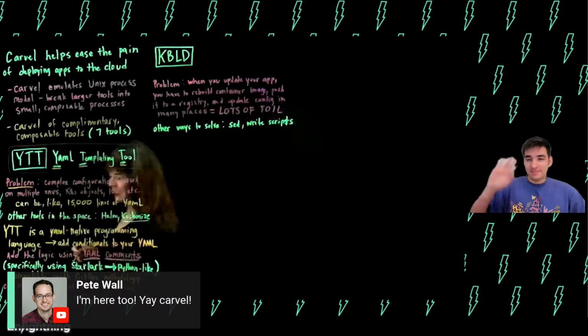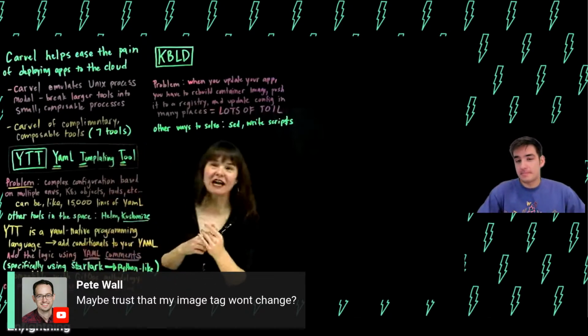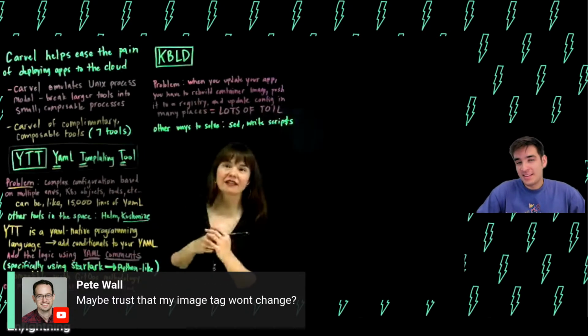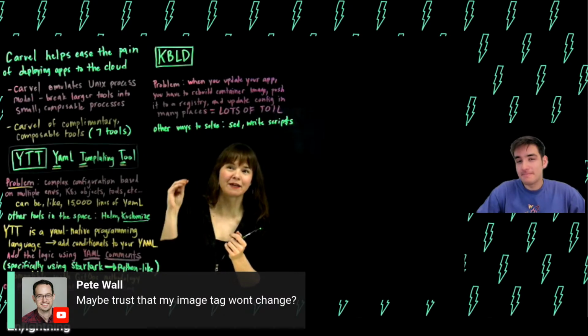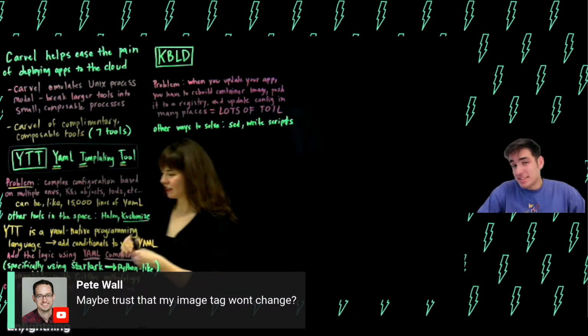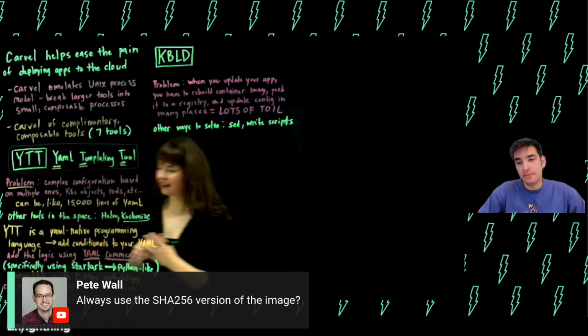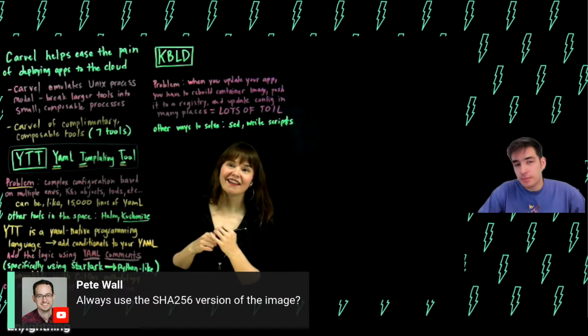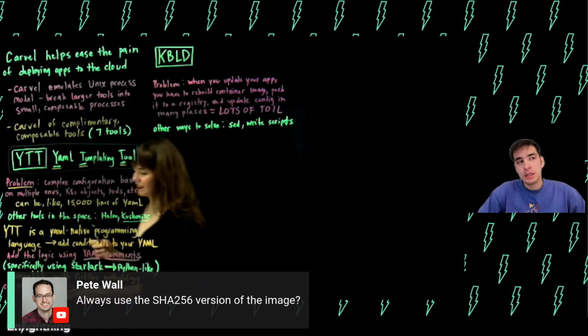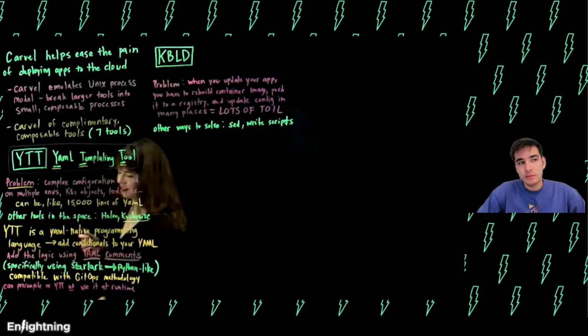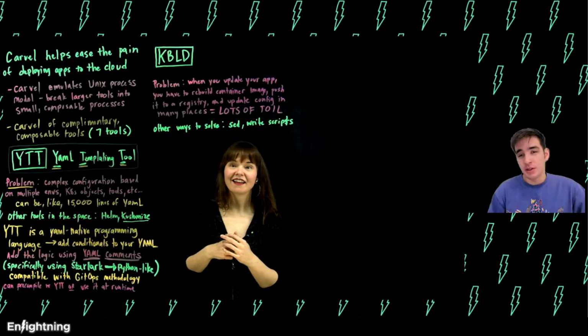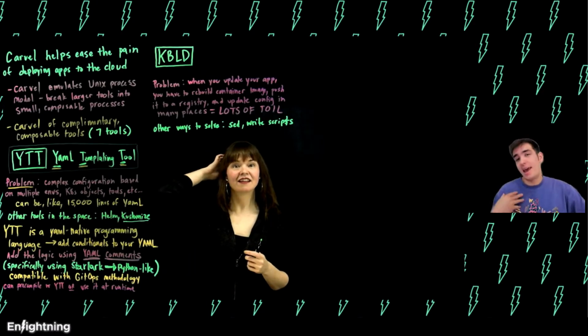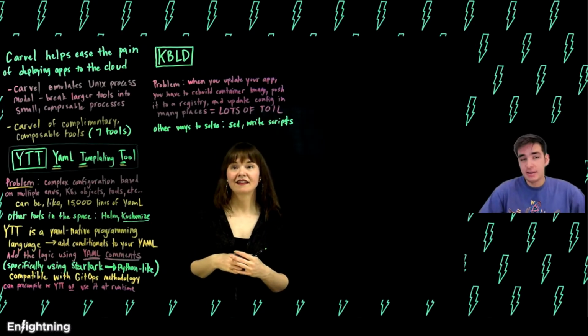Yay, Carvel. So maybe trust that the image tag won't change is one solution to this. Does that mean when you push a new image to the registry, you have the same image tag, so you're not acknowledging in your configuration that the image is now different? It's just pointing at a new one? Something you could try. This is something that's great for local development because with Docker you can pull the tag, you can decide to say, hey, I want the newest version of this specific tag.